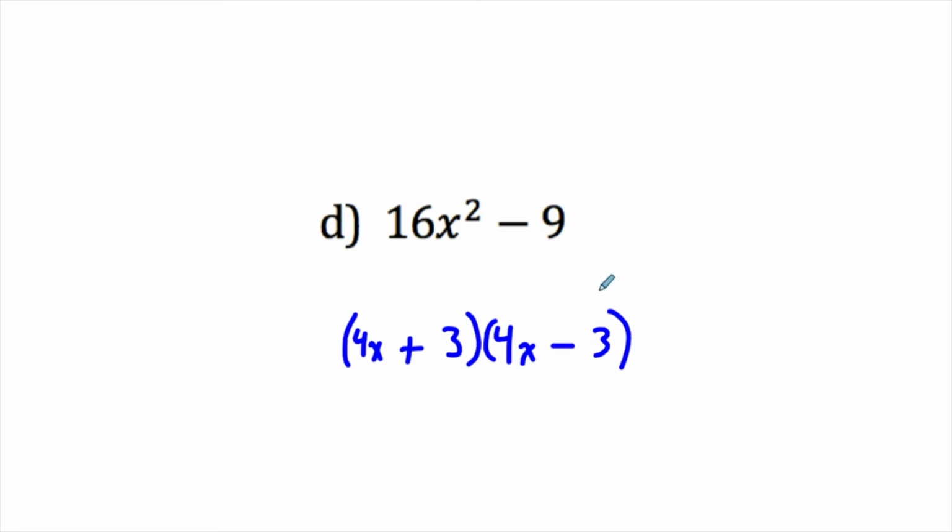And again, just like we did last week, the important part is we can multiply this out, and we should get our answer up here. So we could do 4x times 4x, 4x times negative 3, 3 times 4x, 3 times 3. You can multiply that all out and see if you get what you started with.